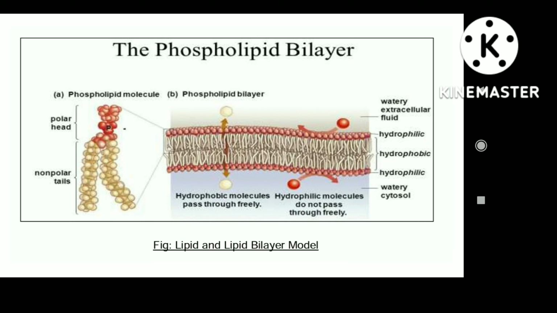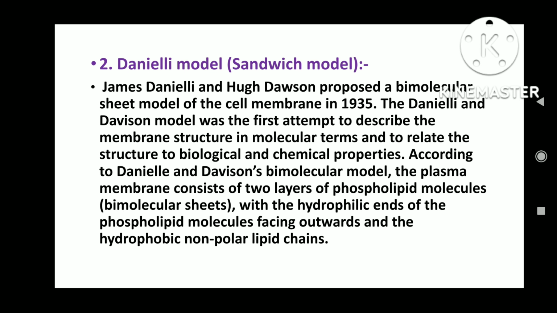Danielli model, sandwich model. James Danielli and Hugh Davson in 1935 suggested the bimolecular leaflet model of cell membrane. It was the first attempt to describe membrane structure in terms of molecules and to relate the structure to biological and chemical properties.